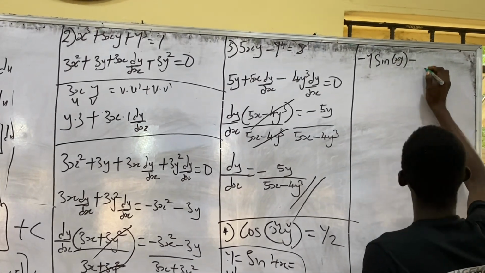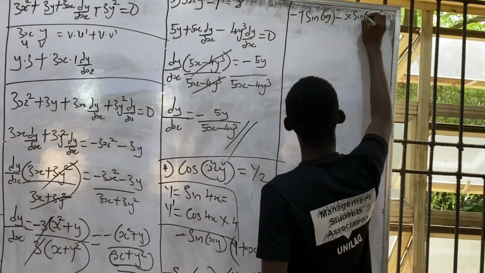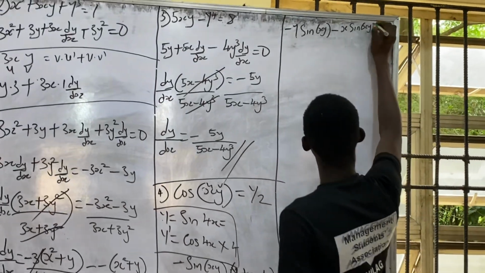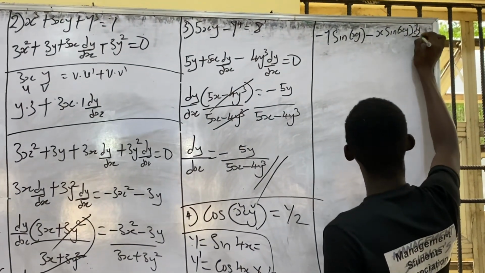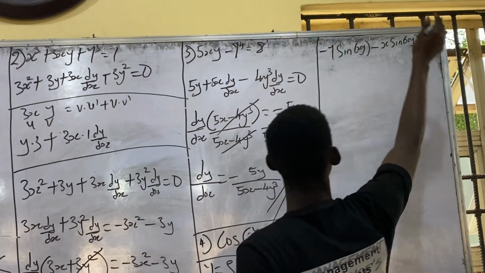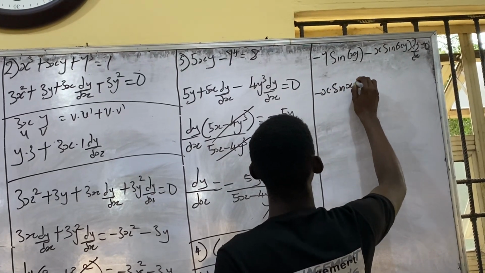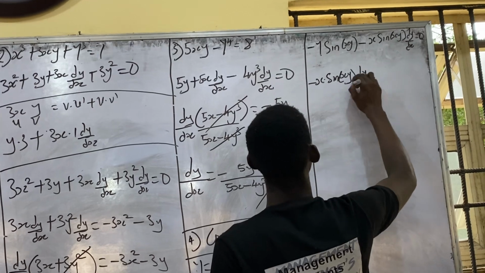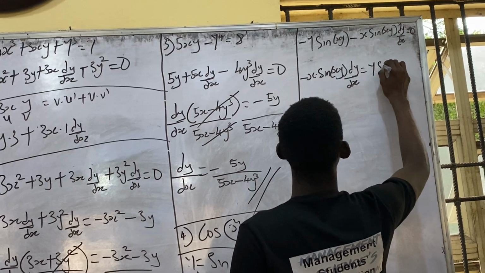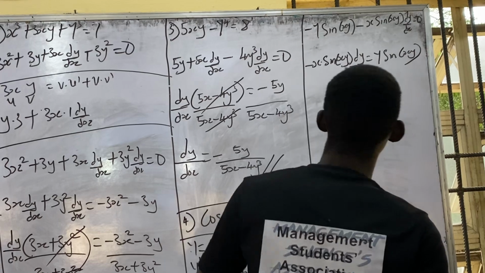Now let's move to this. That will be x sine xy. It will give us x sine xy dy dx is equals to 0. So now we take this to the other side. That will give us minus. We'll be left with minus sine xy in bracket dy over dx is equals to, this becomes a positive, y sine xy close bracket.